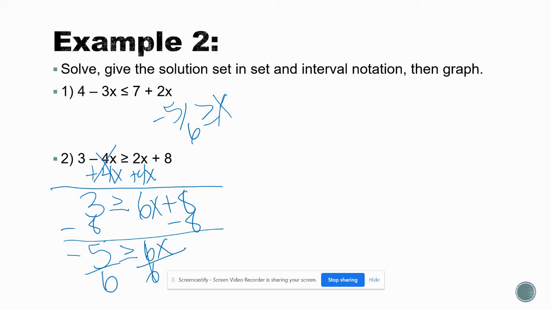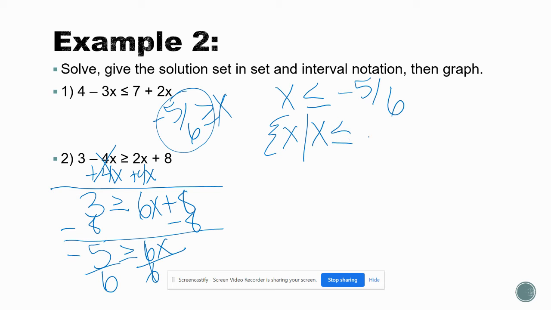Again, I don't really care for the x being on the right, so we can pick it up and flip it over as long as we keep the direction of the inequality the same. So again, over here, the alligator is eating the negative 5/6, or saying that the 5/6 is the bigger value, and we've kept that the same way over here when we rewrote it. Writing that in set notation, x such that x is less than or equal to negative 5/6. That's our set notation.